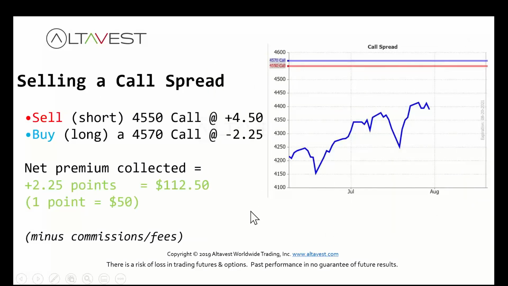So here's a call spread. Simple example. This red line here, you would sell this 45.50 call for 4.5 points. So you collect that, put that in your pocket. At the same time, you buy this 45.70 call and you have to pay 2.25. But the net result is you collect 2.25, $112.50 minus your fees. So that's just selling a covered call spread.